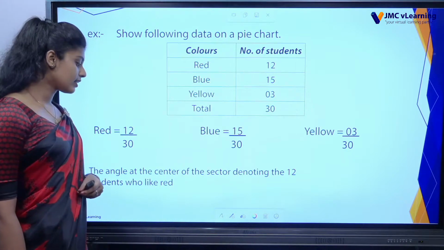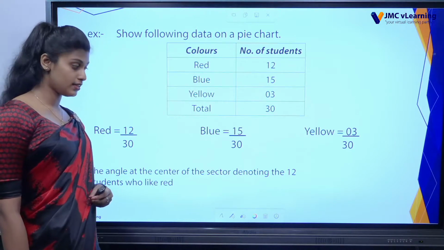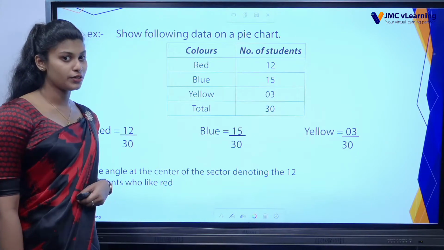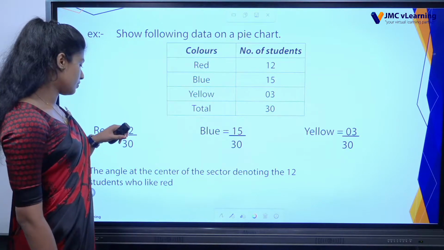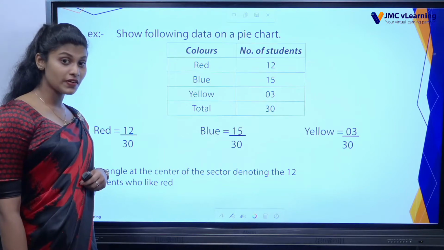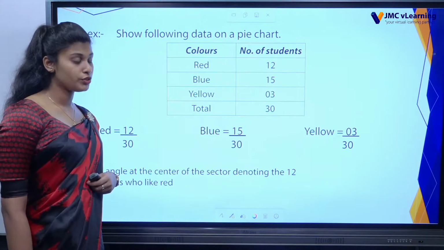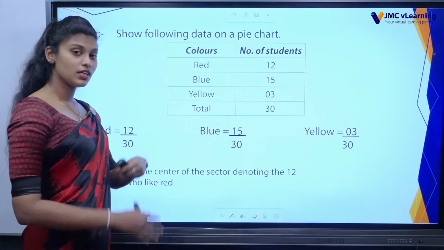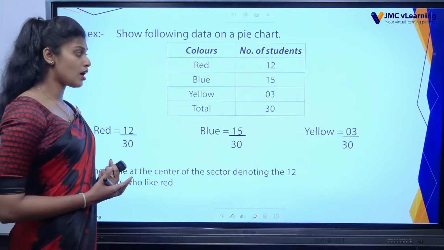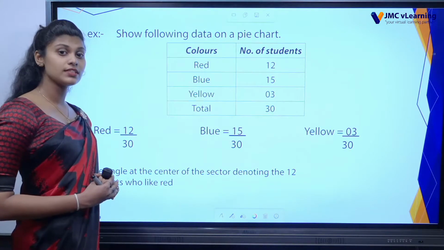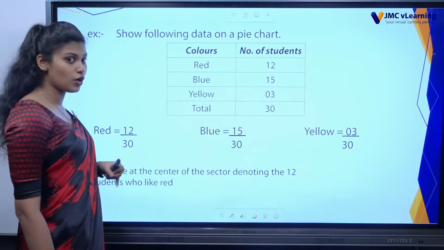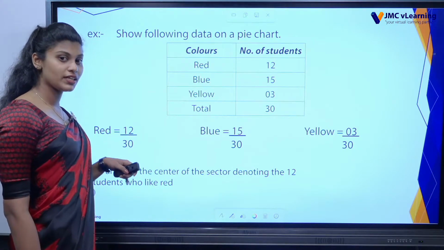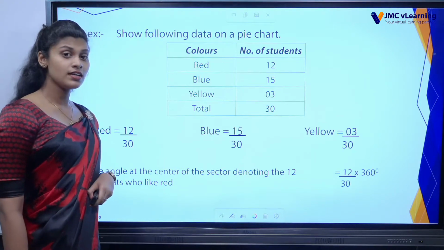Let's find the angle at the center of the sector denoting the 12 students who like red. How can you find it? The fraction is 12 over 30. To find the magnitude, you have to multiply it by 360, because the whole number of students is shown using 360, but here only 12 over 30 students are there. So you have to multiply this fraction by 360.